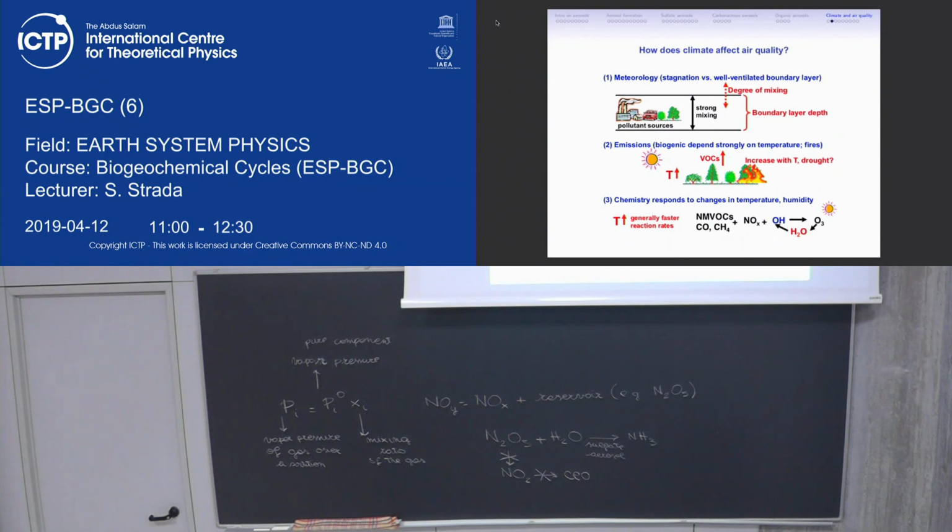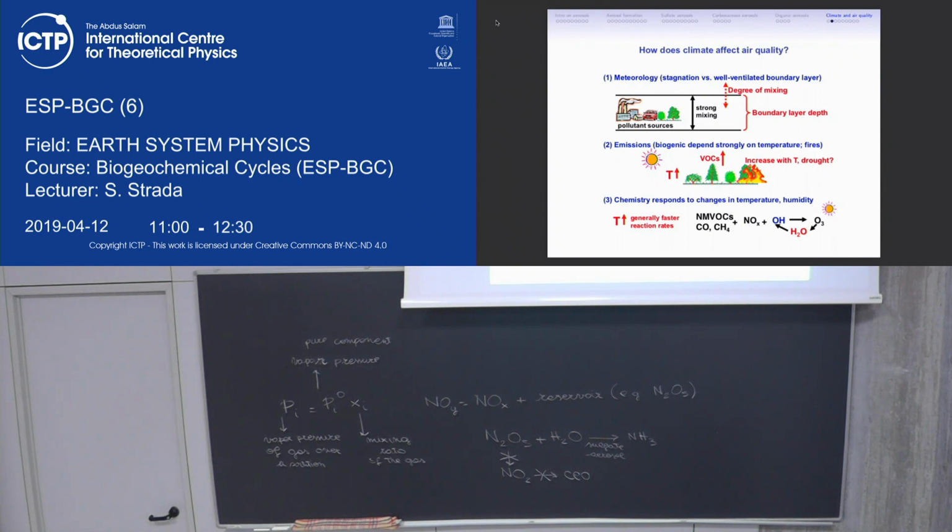And in fact, how can climate affect air quality? Well, firstly, the meteorology can change the way, for example, your polluted air mass can evolve. If you are in a well-ventilated boundary layer, you can imagine that the vertical mixing is very efficient, while if you have a temperature inversion, this is limited, and so the dilution of your pollutant will be different, and this can really change the air quality of the area that you are looking at.